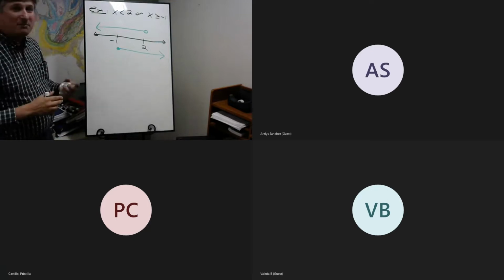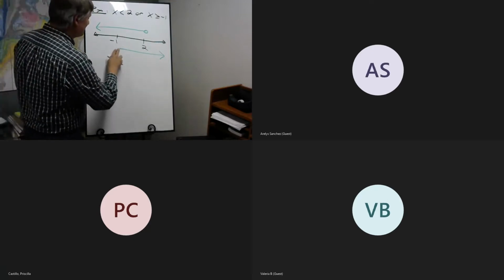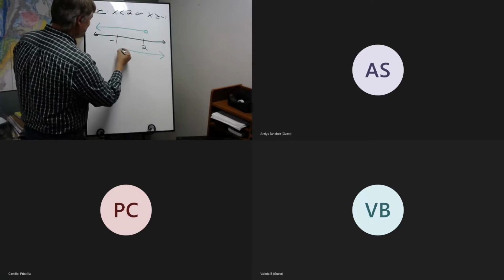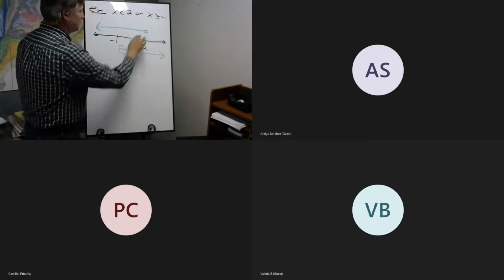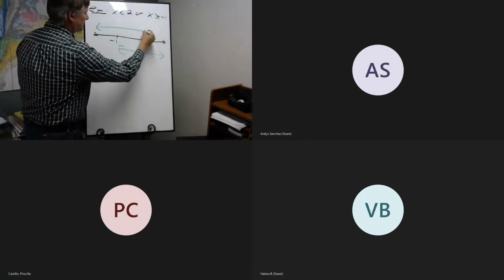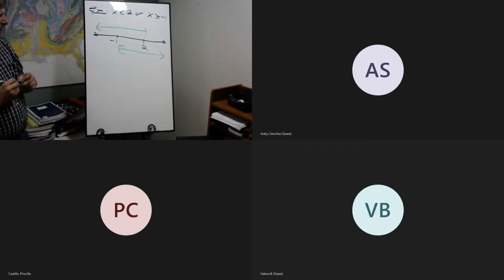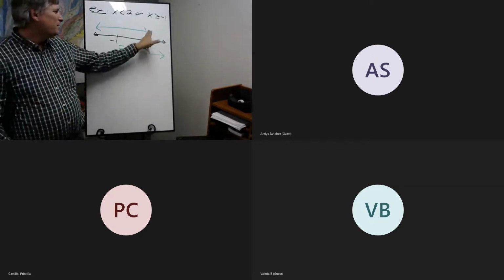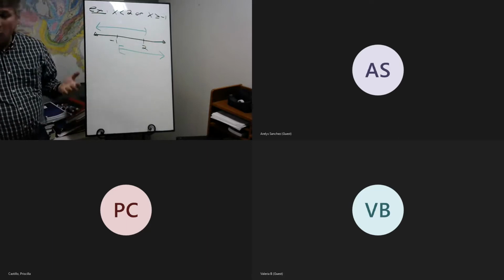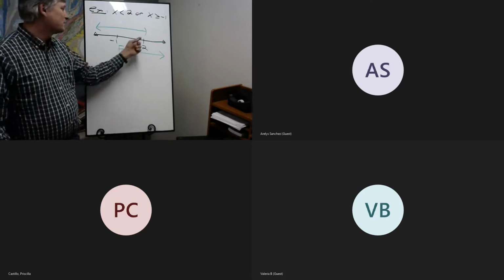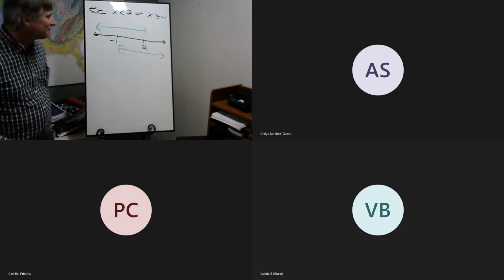Oh, I forgot. This is not Math 097. We use brackets and parentheses in 107. Sorry about that. In Math 097, you would use open dot, closed dot. In Math 107, you use brackets and parentheses.